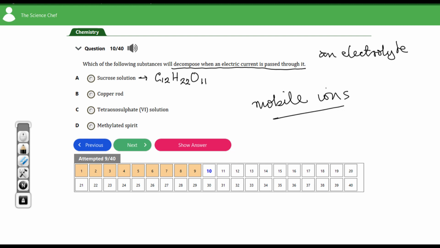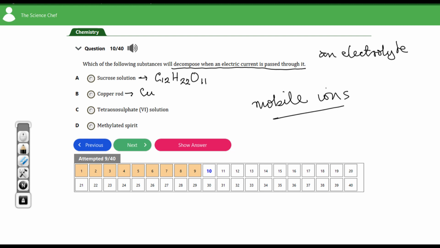Sucrose solution, that's sugar, C12H22O11. This is an organic compound. Sugar is an organic compound, and being an organic compound, it is not ionic, right? Sugar does not contain ions, and so it cannot produce any ions in solution, so it will not conduct electricity.